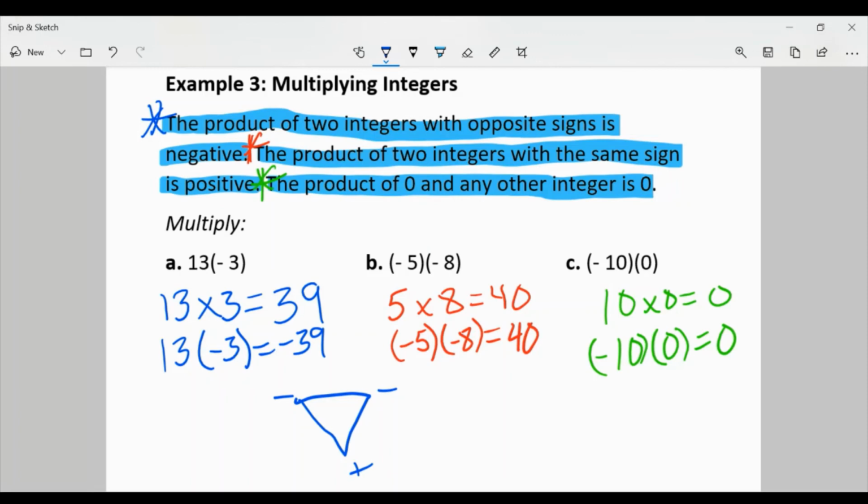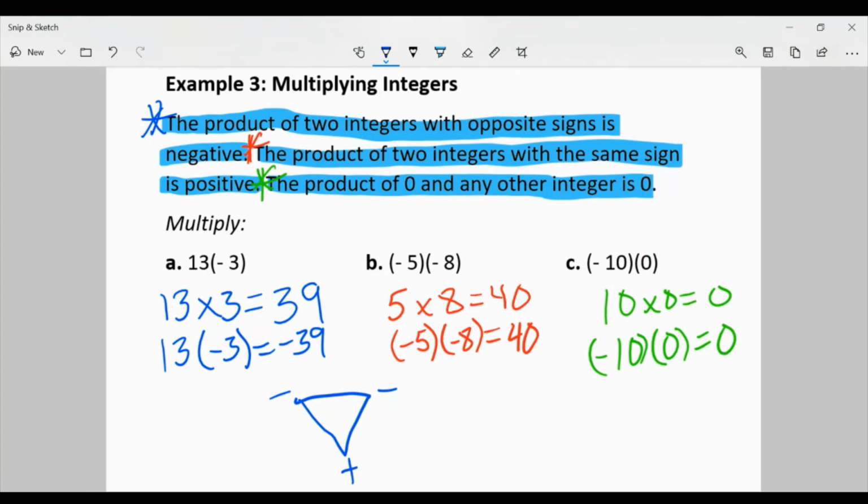Now, typically when you do this, you would cover up whatever sign. So for part A, I have a positive 13 times a negative 3. So I would cover my positive and the negative. And what are we left with? A negative, right? So that means a positive times a negative is negative.